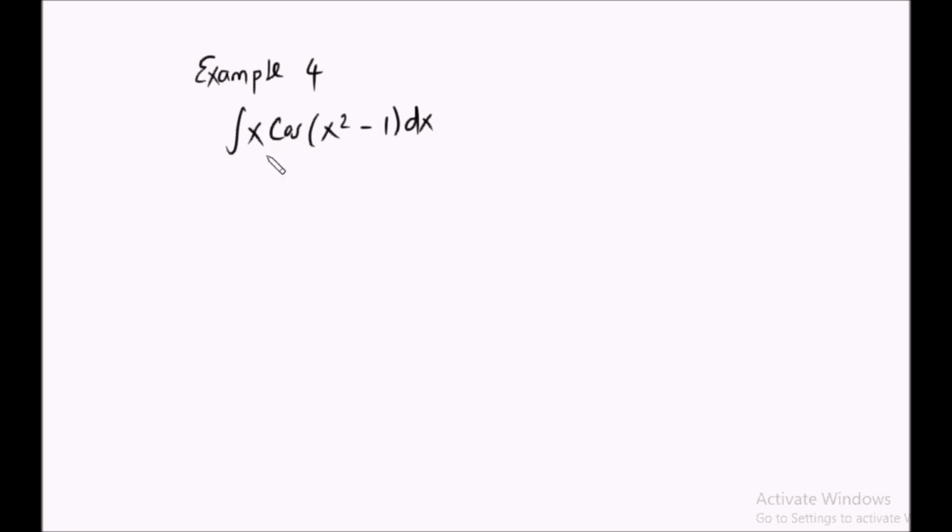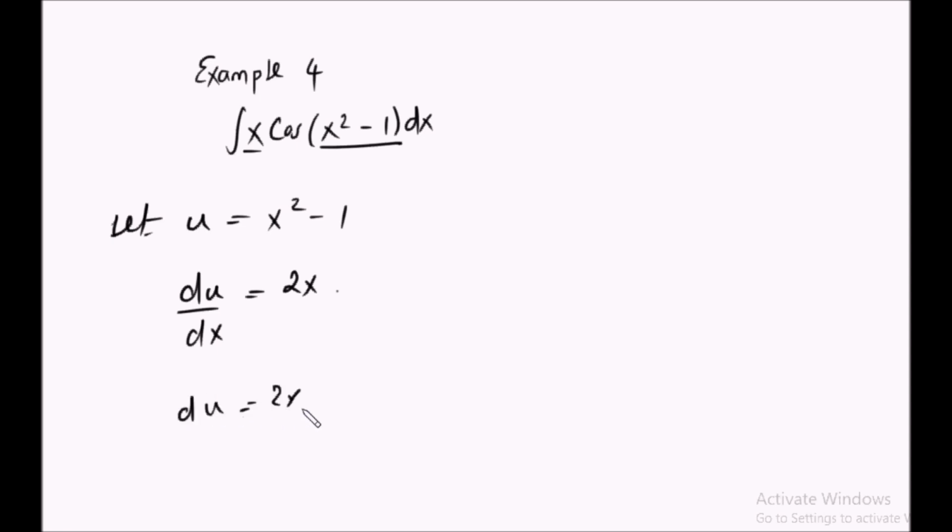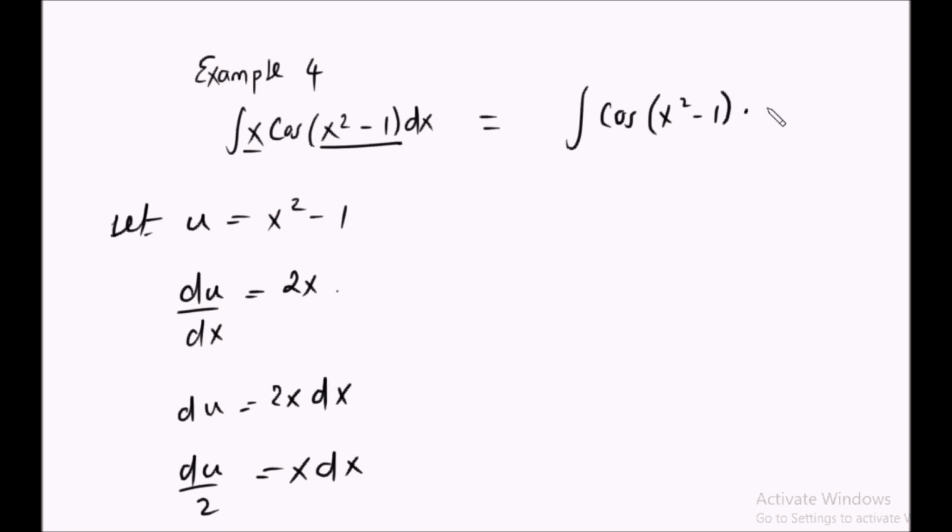Example 4 was also straightforward. If I differentiate x squared, I just get x. So I'm going to let u is sasa na x squared minus 1. So du dx, the one sasa na nini? 2x, okay? So you can see here, du, the one sasa 2x dx. So divide by 2 both sides, du over 2 sasa na x dx. So hii naweza nikaiandika hivi, this is cos x squared minus 1 times x dx.